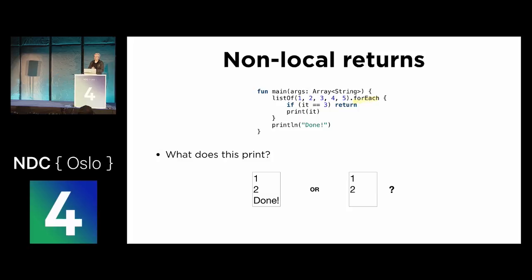When we hit the value 3 in our list, we've got a return statement. So does it print 1, 2, done, or does it print 1? Who says 1, 2, done?